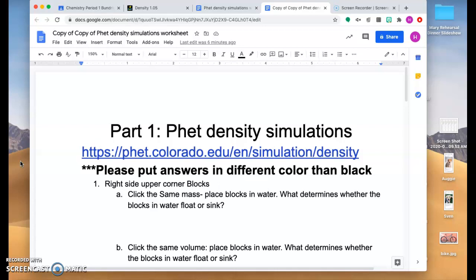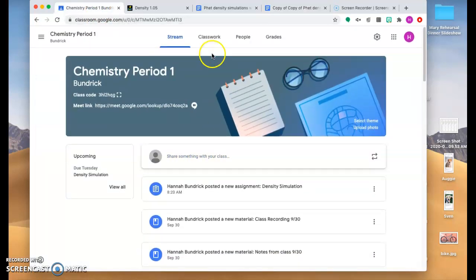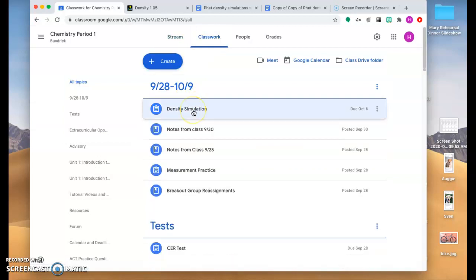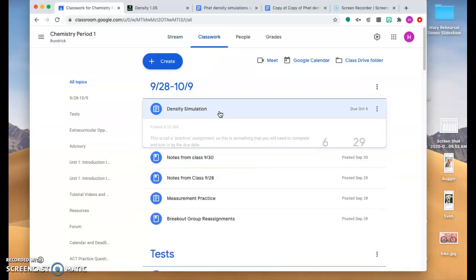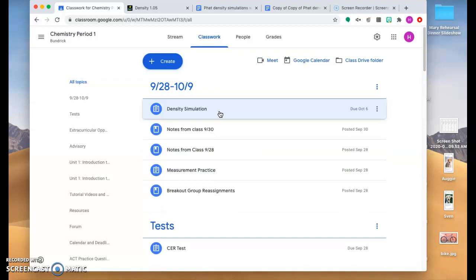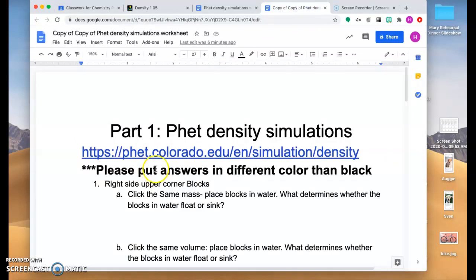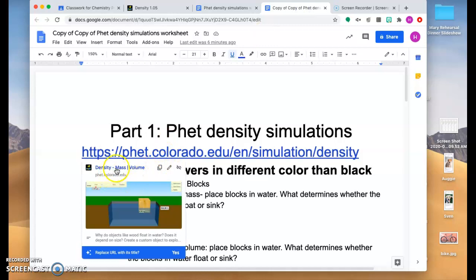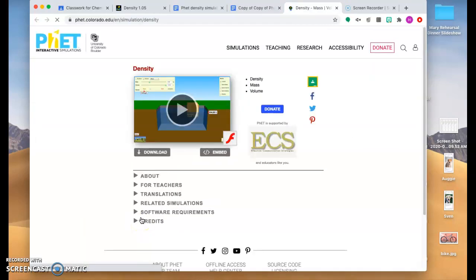Today we're looking at a simulation called PhET. I'm on Google Chrome as I'm doing this. By the way, I got to this document by going to Classwork and clicking on the density simulation that I just posted. Once you open that and click on the link, it says Flash Player right here. You should be able to run the simulation without having to download Flash Player.